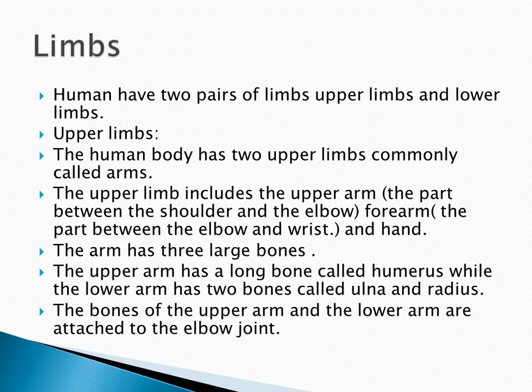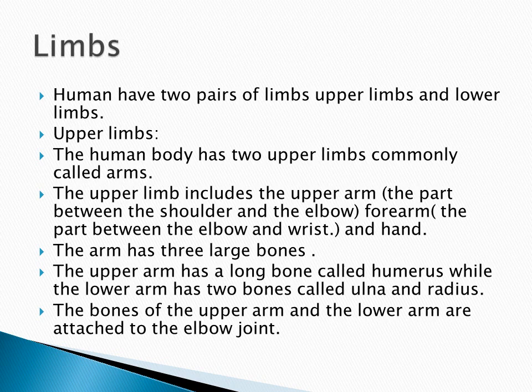I am repeating, listen. Human beings have two pairs of limbs, upper limbs and lower limbs. Upper limbs means the arms, and lower limbs means the legs. In the human body, we have two upper limbs. The first one is called the upper arm, and the second one is called the forearm. How many parts does the upper limb have? Two parts, upper arm and forearm.